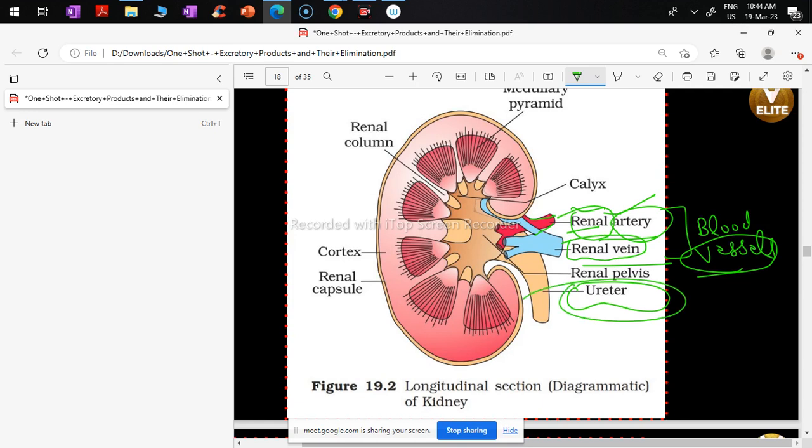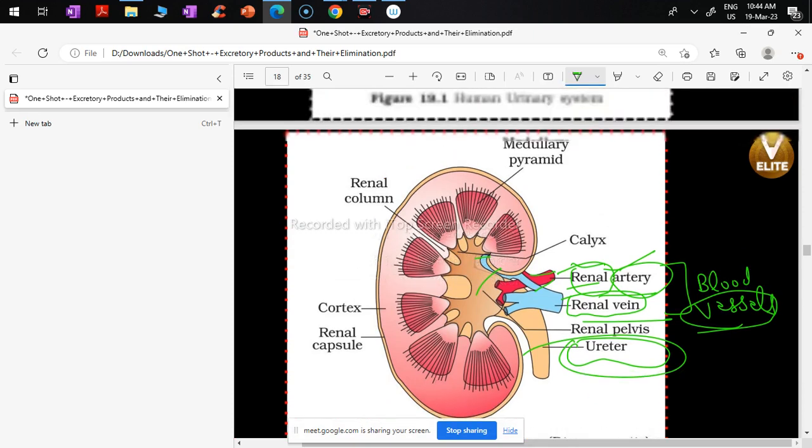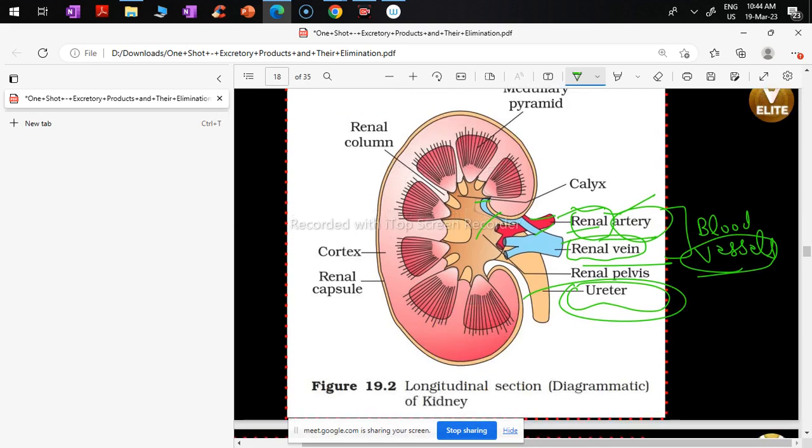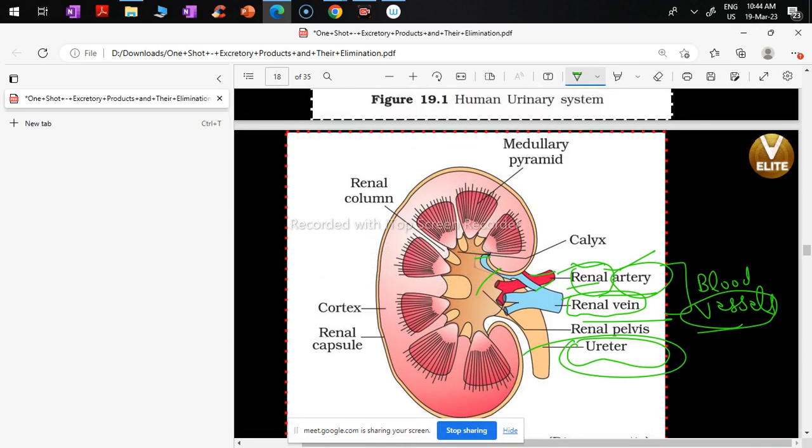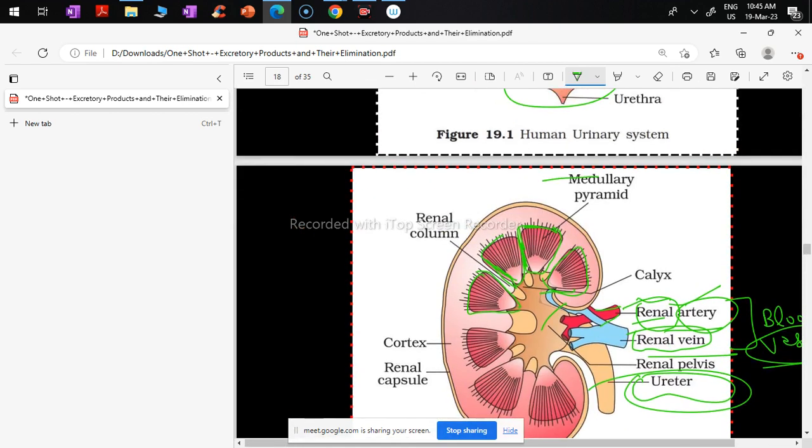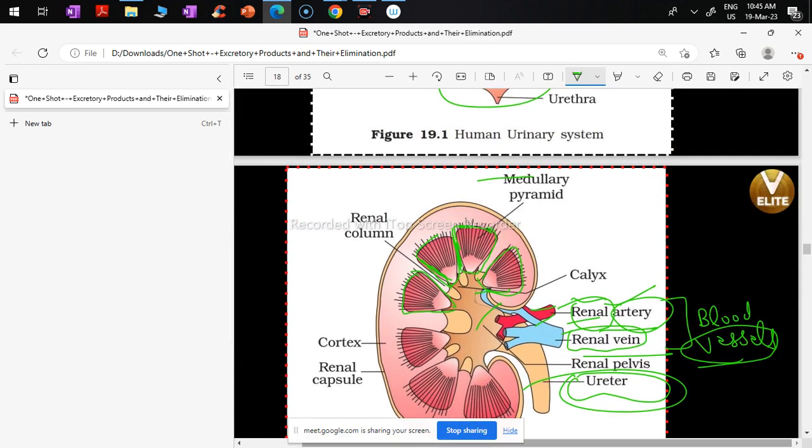Your ureter is shown, and other things in this diagram related to the kidney. You can see a structure which is the renal pelvis. Is the diagram and image clear? Yes, miss. Okay, you can see other structures also here. In the kidney there are some pyramids, this pyramid, this pyramid, and these are called the medullary pyramids.